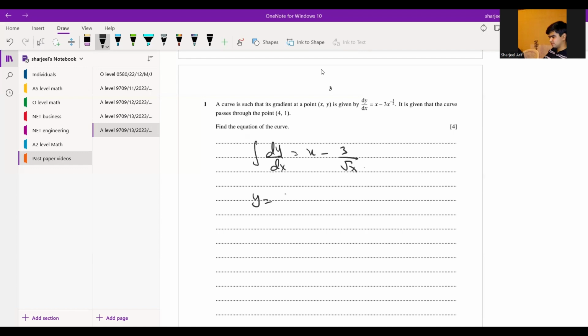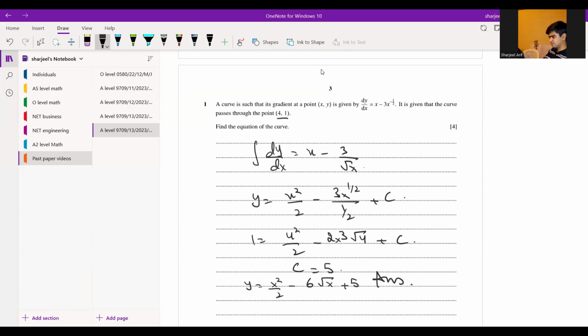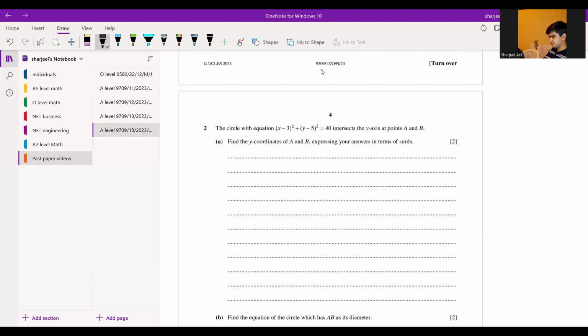So y will be equal to x²/2 - 3x^(1/2) divided by 1/2 plus c. We will substitute the values of x and y: y is 1, x is 4, plus c. So c will be equal to 5 and our equation will become y = x²/2 - 6√x + 5. This is our answer.